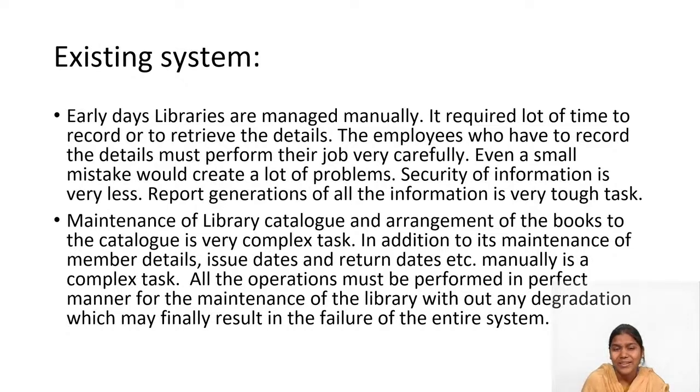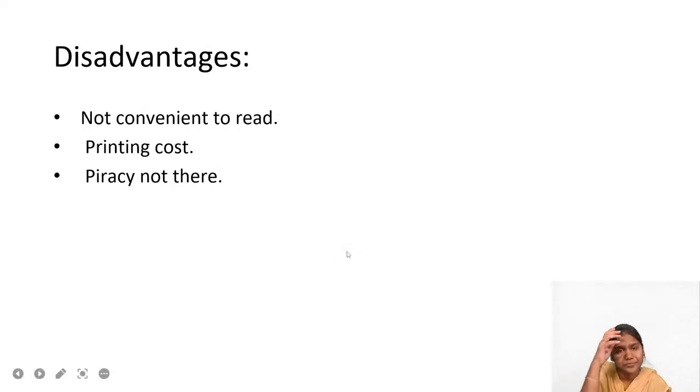Security of information is very less and report generation of all the information is a very tough task. So maintenance of the library catalog and arrangement of the books in the catalog is a very complex task as well. In addition, maintenance of member details, issue dates and return dates manually is a complex task. All the operations must be performed in a perfect manner for the maintenance of the library without any degradation, which may finally result in the failure of the entire system. Right? So, in the proposed system, we are going to implement our React web application.